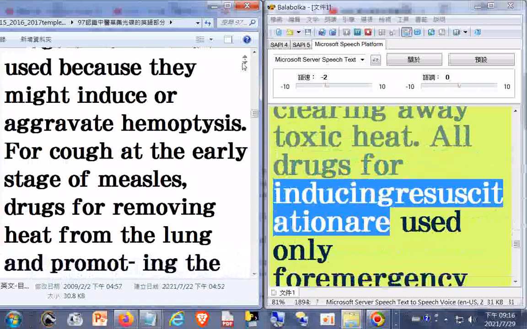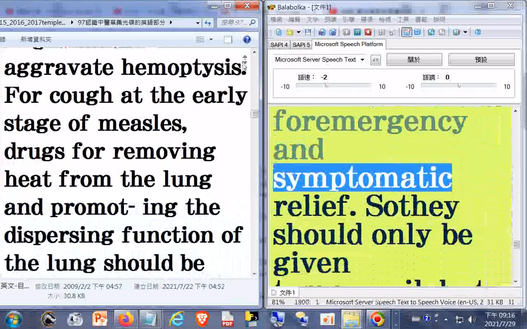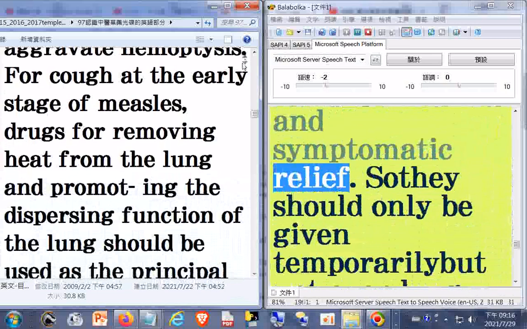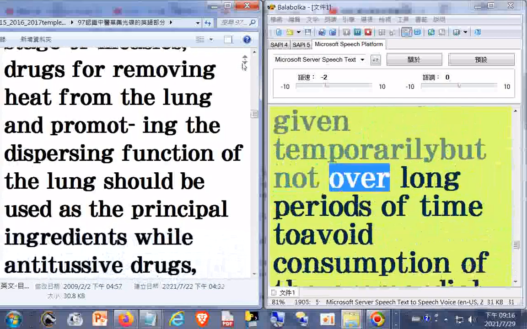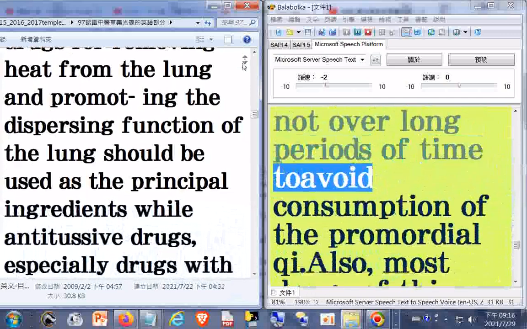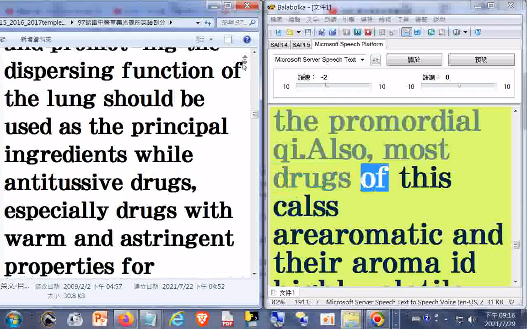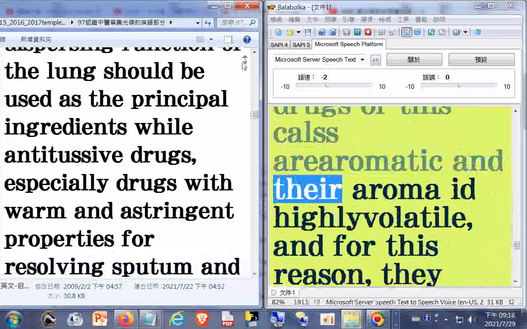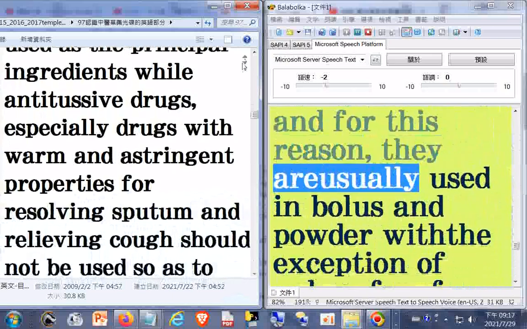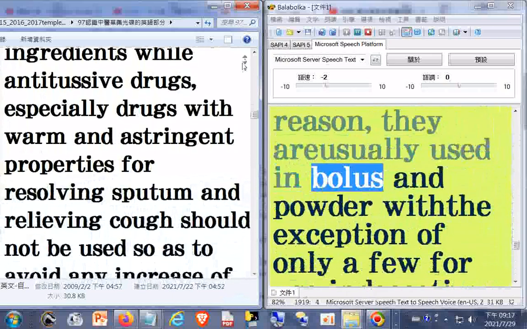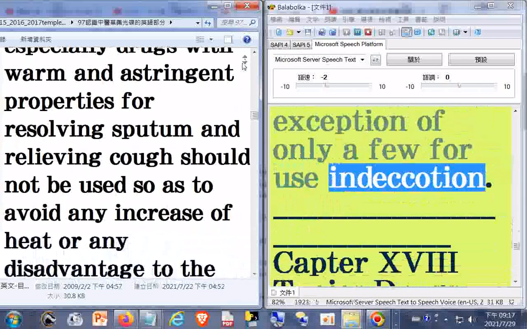All drugs for inducing resuscitation are used only for emergency and symptomatic relief. So they should only be given temporarily but not over long periods of time, to avoid consumption of the primordial qi. Also, most drugs of this class are aromatic and their aroma is highly volatile, and for this reason, they are usually used in bolus and powder, with exception of only a few for use in decoction.